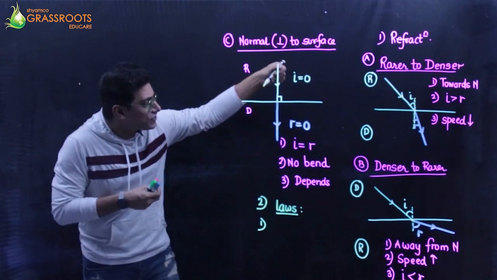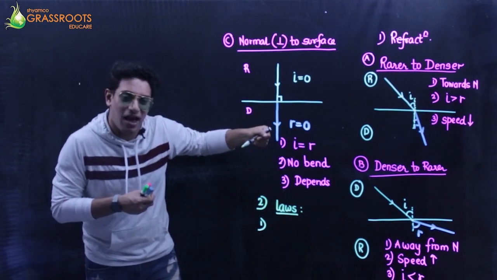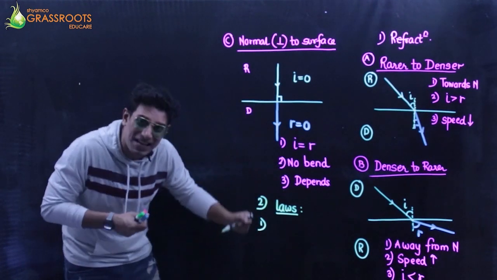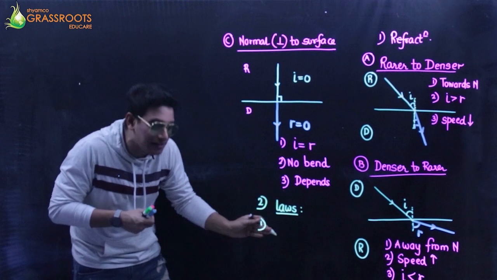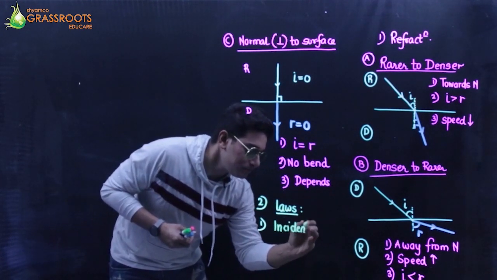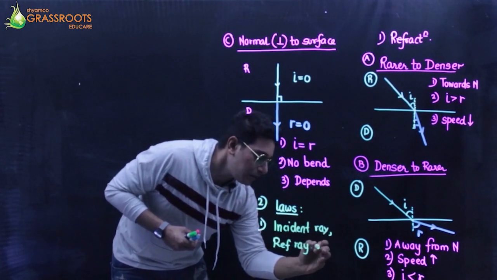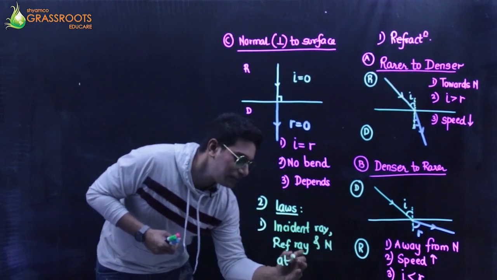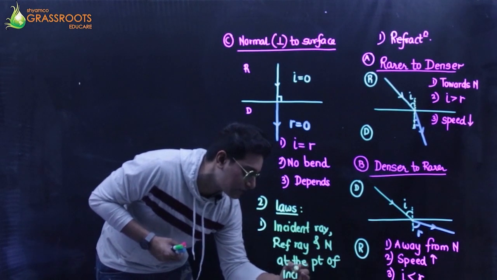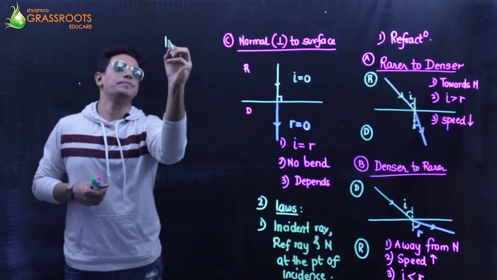So if the angle of incidence is in one of the planes, then obviously you can't have the angle of refraction in the other plane. They have to be in the same plane. So I can say the first law: the incident ray, the refracted ray, and the normal at the point of incidence where they meet, lie in the same plane.